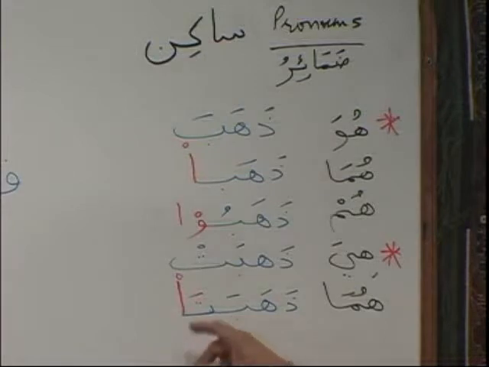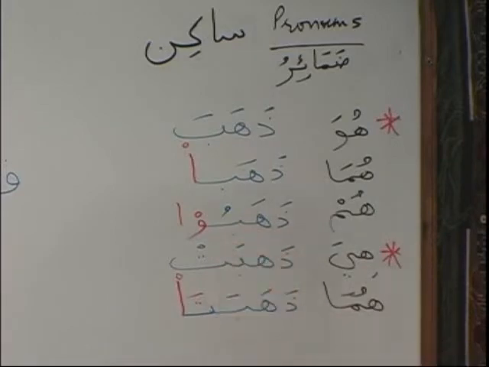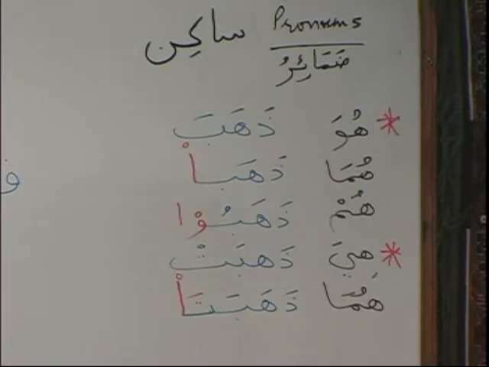Are you with me? This alif represents huma. Waw represents hum. They represent these, and they are Sākin pronouns. Are you with me? And then we have, starting from hunna.